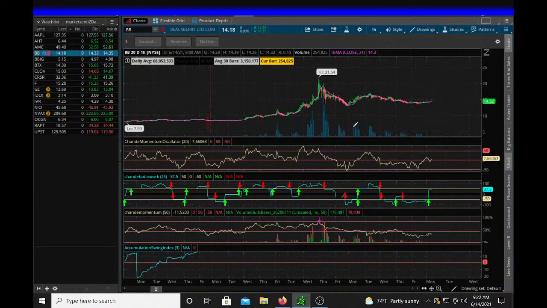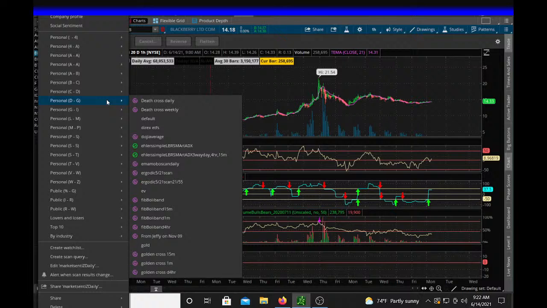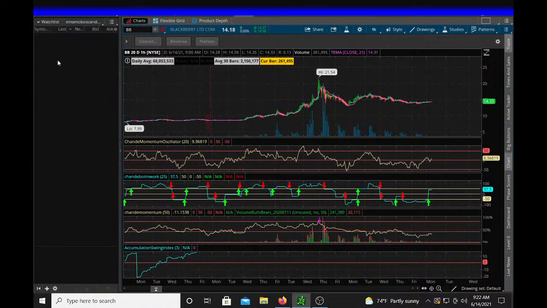BlackBerry looking and doing the same thing, kind of consolidating, probably for a move. Okay, although it is pointing down. All right, AHT's back on the list today. Ford, NVAX. All right. Eller's three-way and ADX. Let's do the EMA Mobo scan.